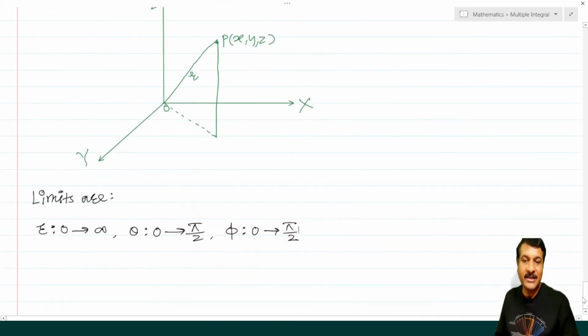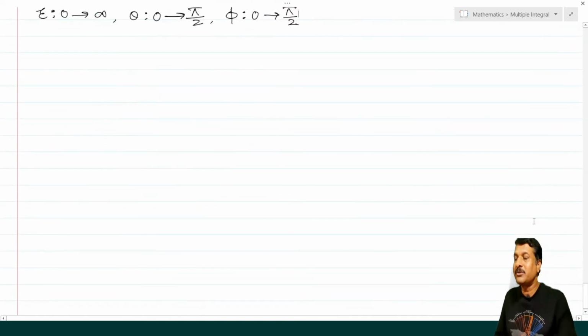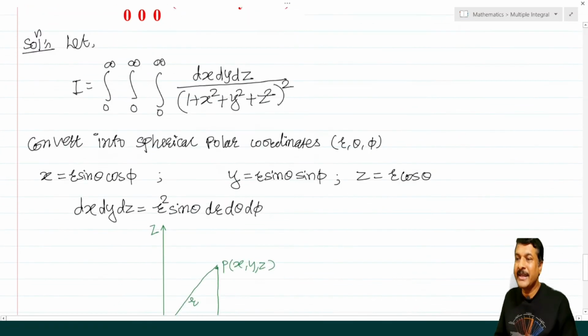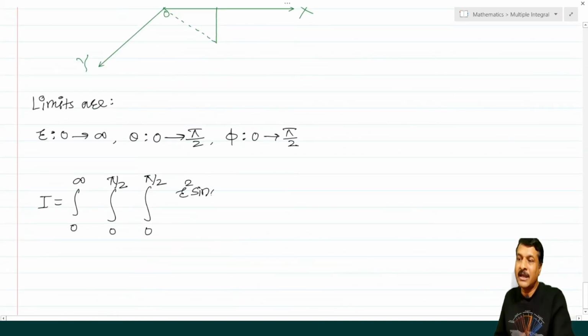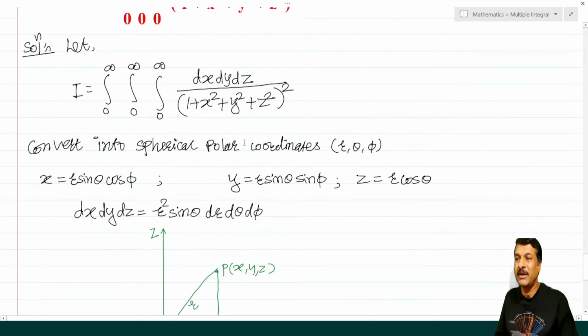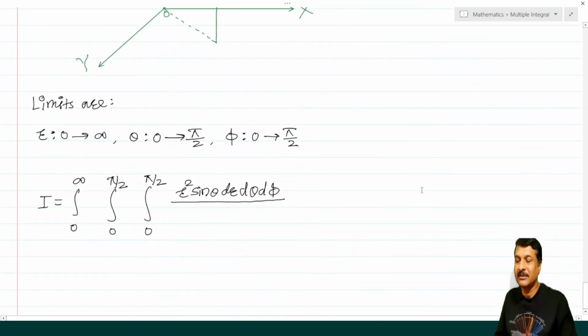So I am getting I equal to integration 0 to infinity, inner integrations 0 to pi by 2 and 0 to pi by 2. Now here dx dy dz will be r square sin theta dr d theta d phi upon 1 plus, so x square plus y square plus z square is r square. So 1 plus r square whole square.